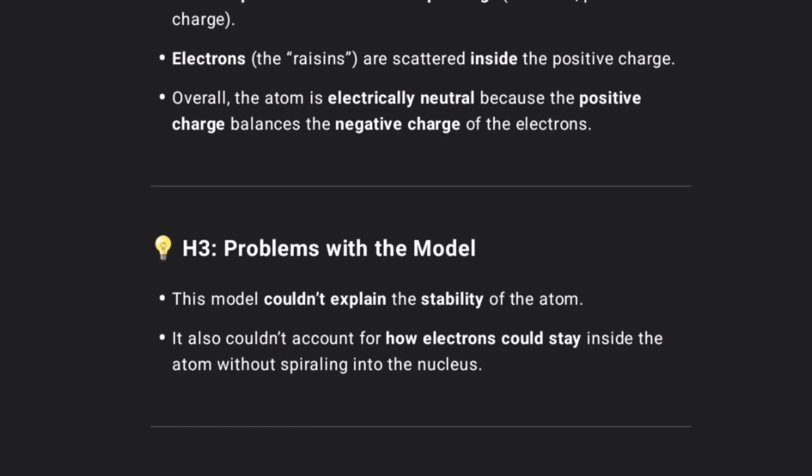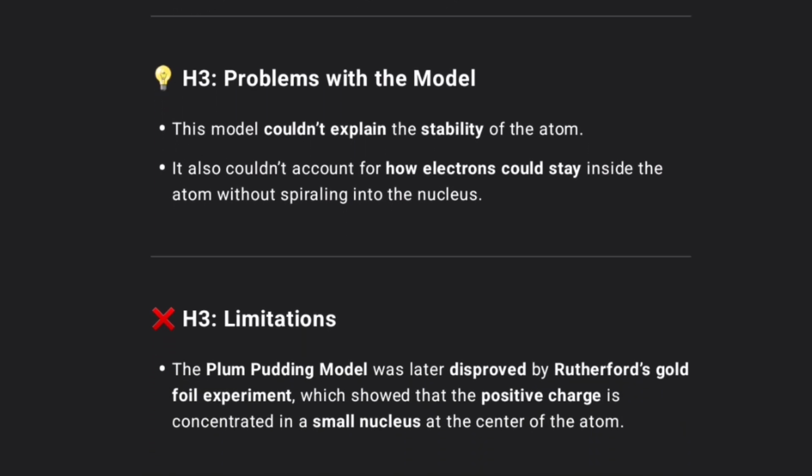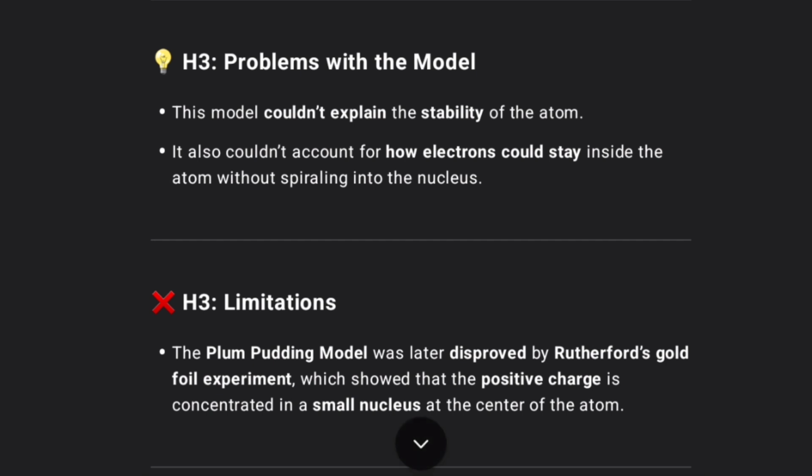Problems with the model. This model couldn't explain the stability of the atom. It also couldn't account for how electrons could stay inside the atom without spiraling into the nucleus.